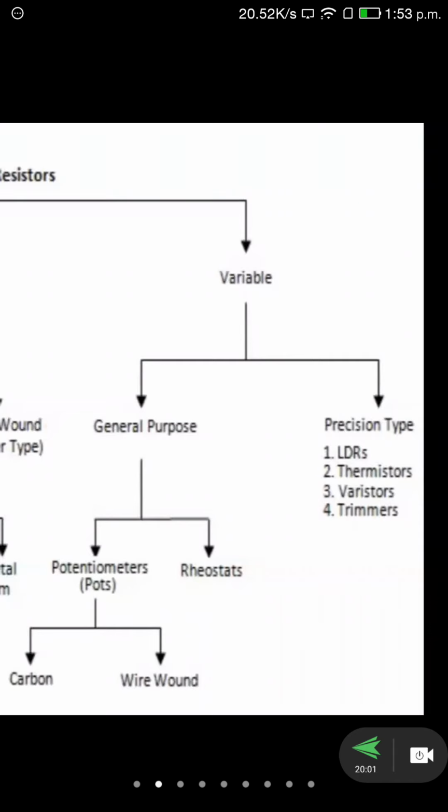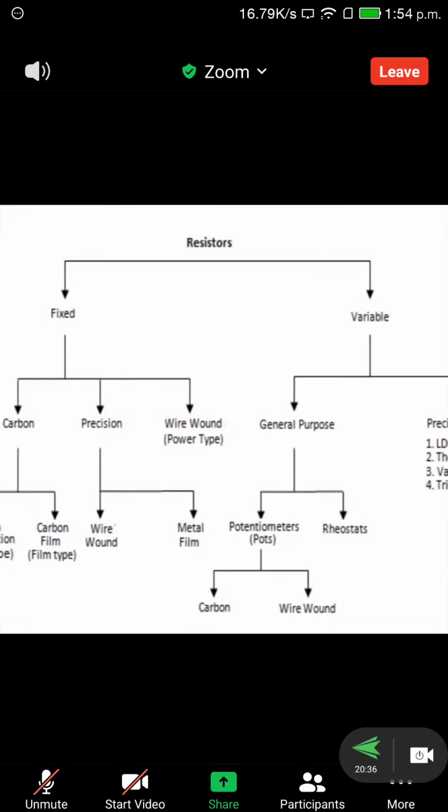Rheostats also have heavy weight and a large size, and offer a large resistance value. For higher applications in the electrical industry, rheostats can be used as a voltage regulator. This concept will be discussed later, on how the resistor works as a voltage regulator. That is about general purpose resistors. Carbon as well as wire wound resistors can be used as a potentiometer. Next, LDR, light dependent resistor.